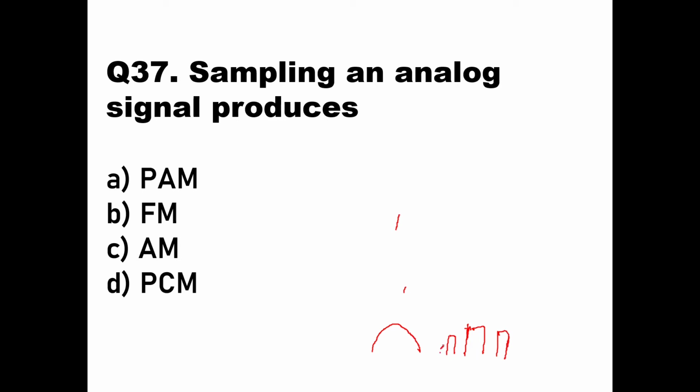Okay, so here you can see your analog signal. If you produce samples like this, then those will be called pulse amplitude modulation. So sampling an analog signal produces pulse amplitude modulation, which is called PAM. So here option A will be correct, which is PAM, pulse amplitude modulation.